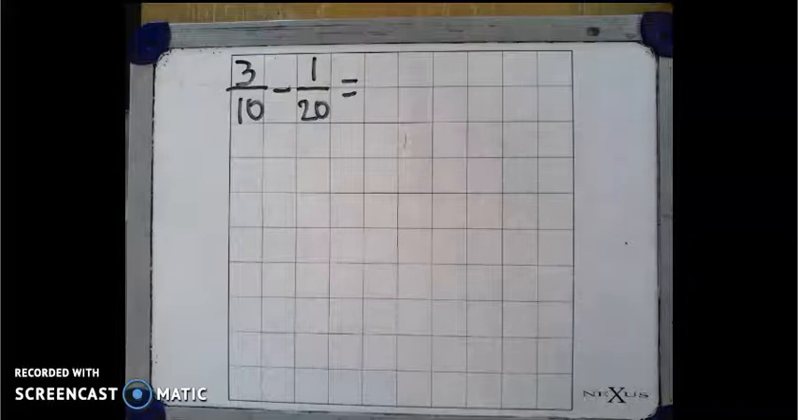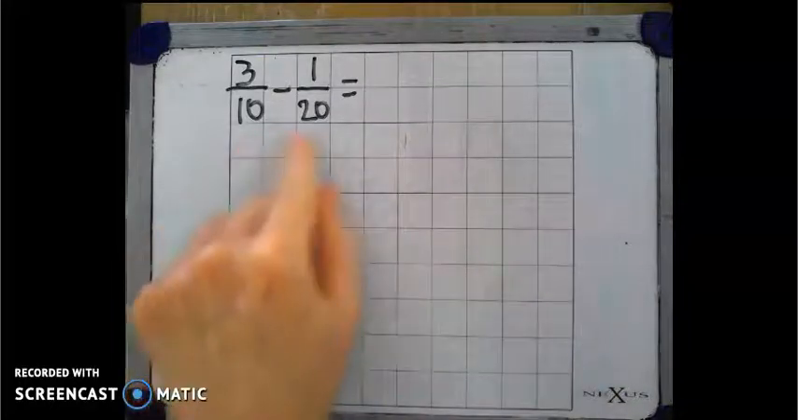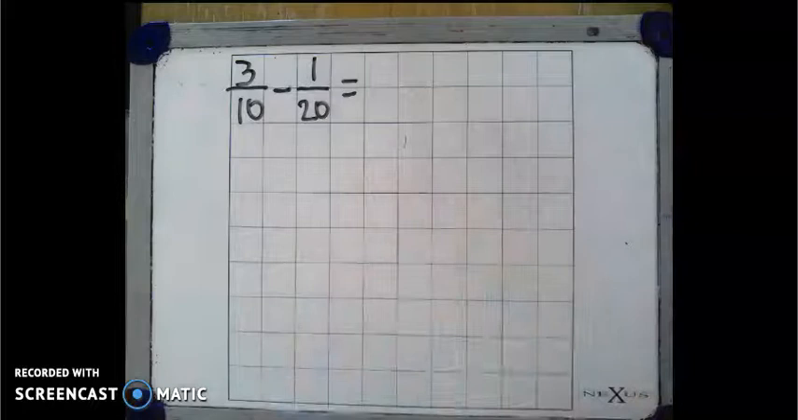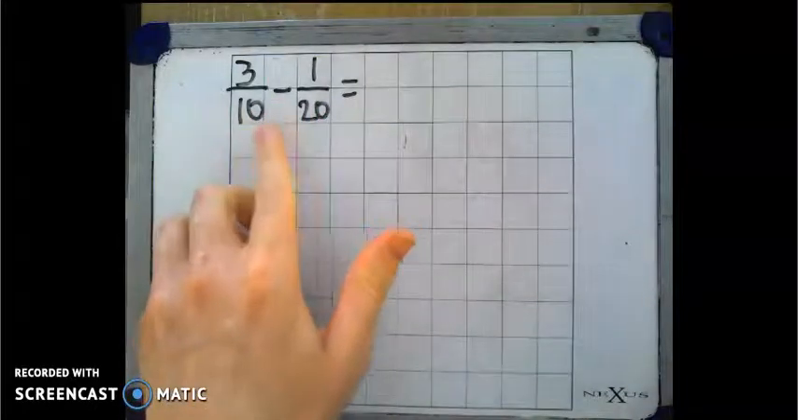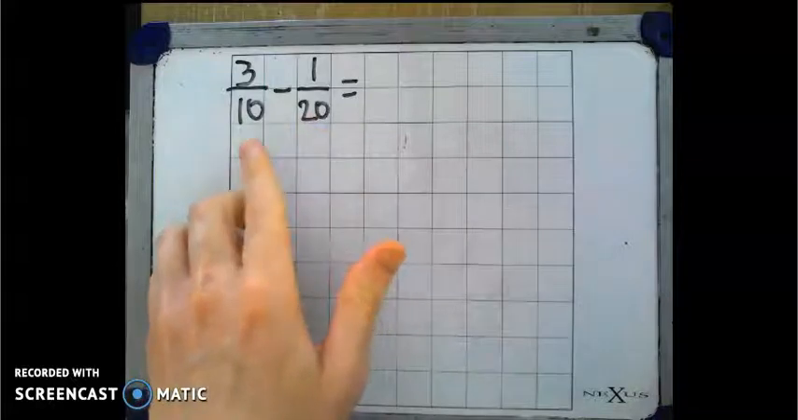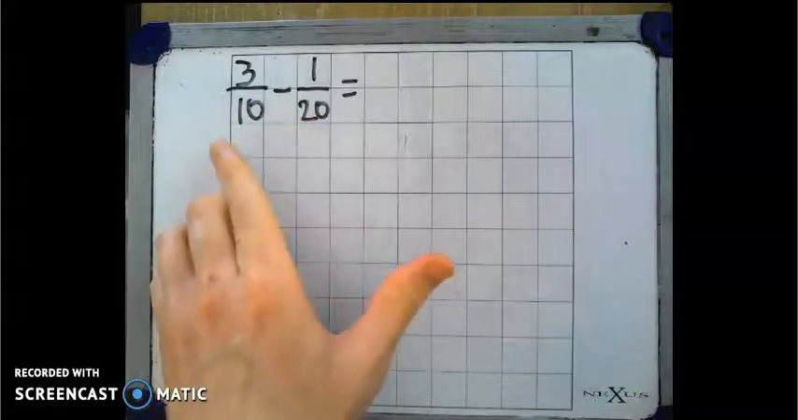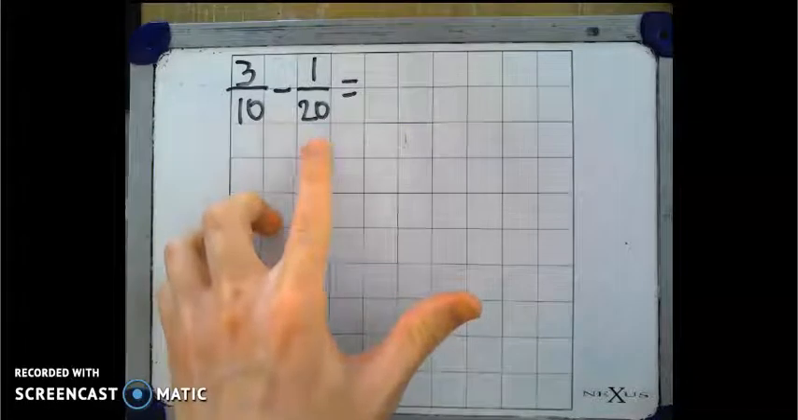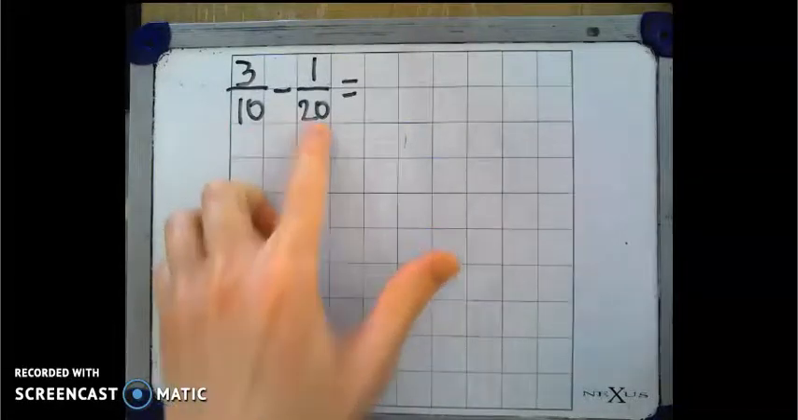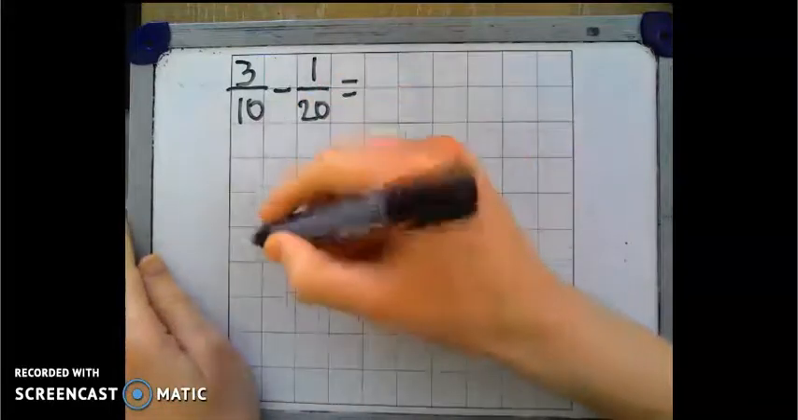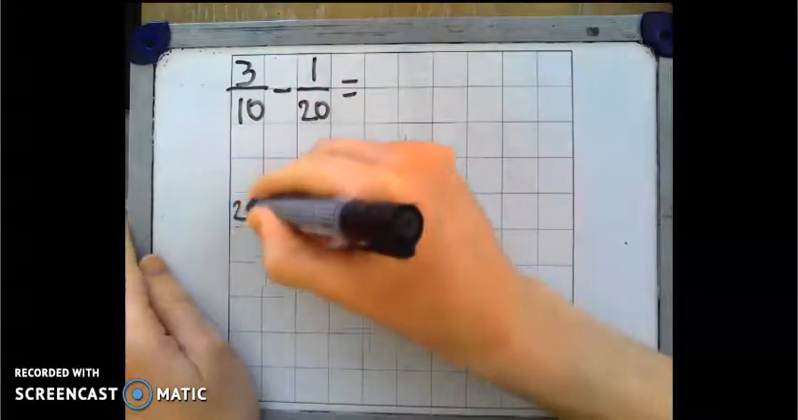3/10 subtract 1/20. We have different denominators at the moment. So we can find a common denominator by multiplying them together, or we could multiply one of them by something to make it the same as the other. And you're probably already spotting that if we multiply 10 by 2, we will get 20. So let's multiply 10 by 2 to get 20.